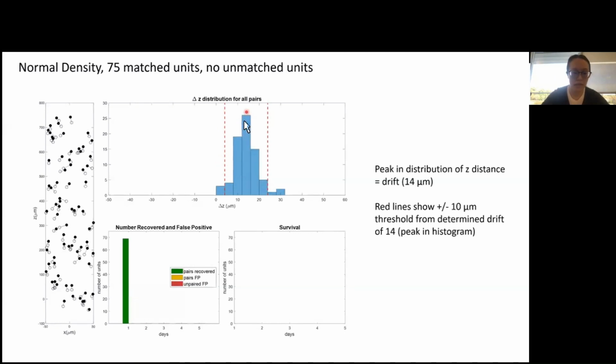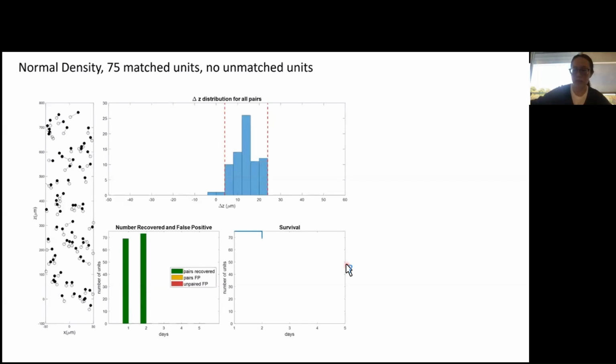We see that the peak of the histogram is around 14 micron, which is the same as our imposed drift amount. And the spread of the distribution comes from the position uncertainty of the units. The distribution tells us that the EMD method can retrieve the homogeneous movement of units. So this section shows the number of correctly matched units in green color and false positives in yellow color, meaning that the unit is matched incorrectly within the threshold. Finally, the survival plot will show the number of neurons tracked across datasets.